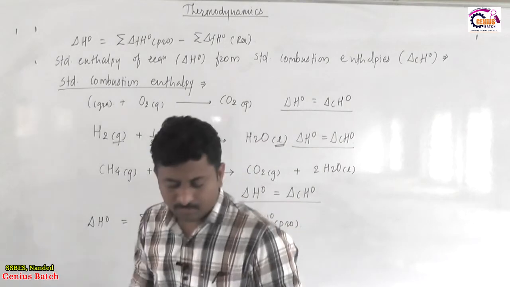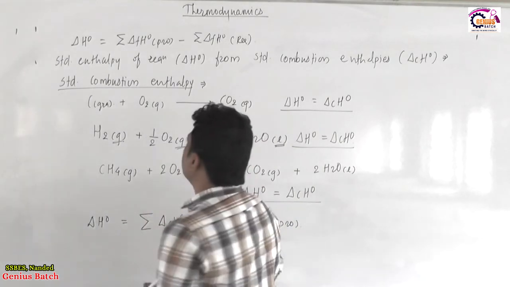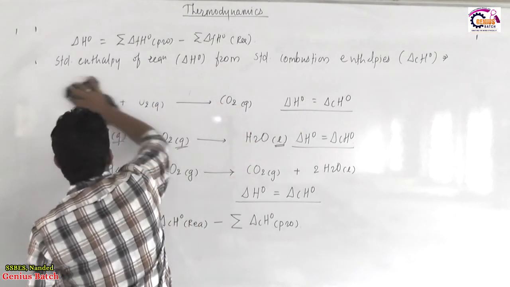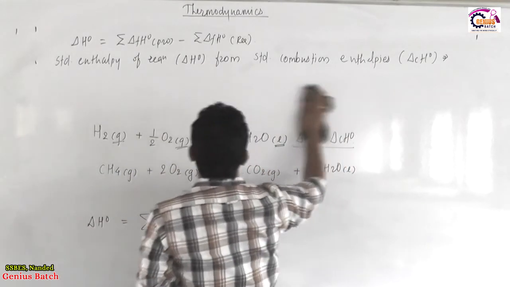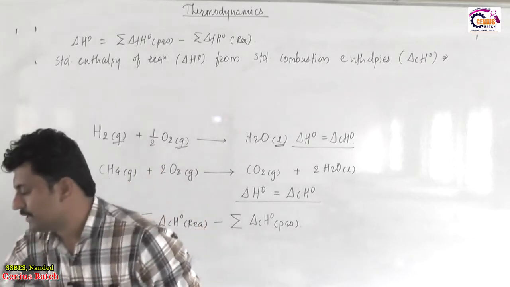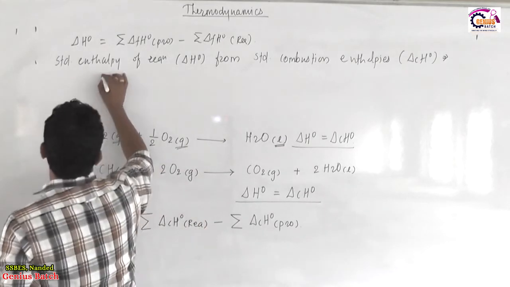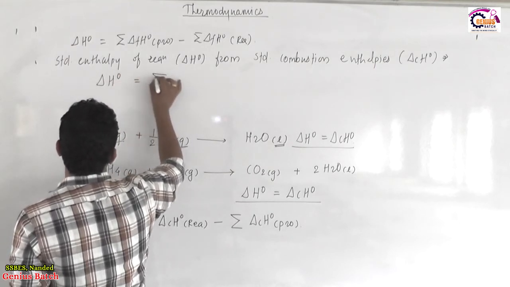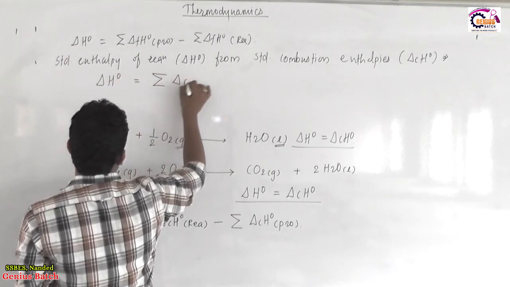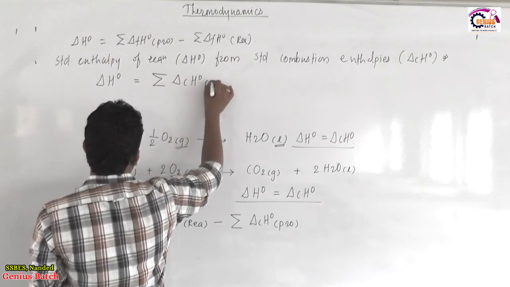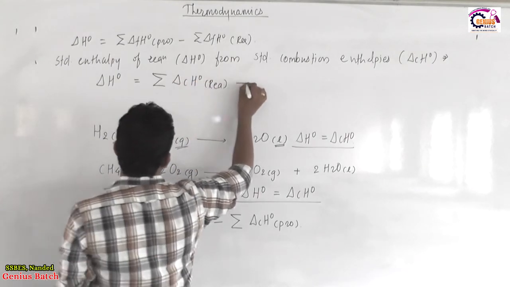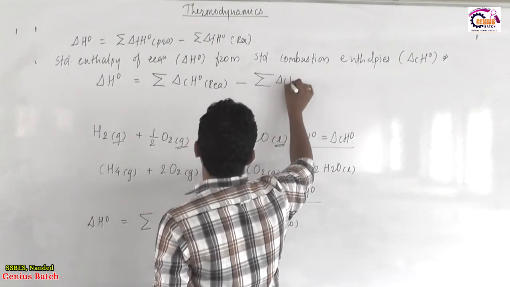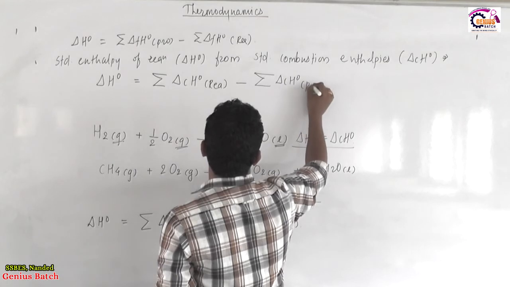So, for calculation of standard enthalpy of reaction from the combustion enthalpies, the reference equation we have is: standard enthalpy change of reaction is equal to the sum of standard combustion enthalpies of reactants minus the sum of standard combustion enthalpies of products.